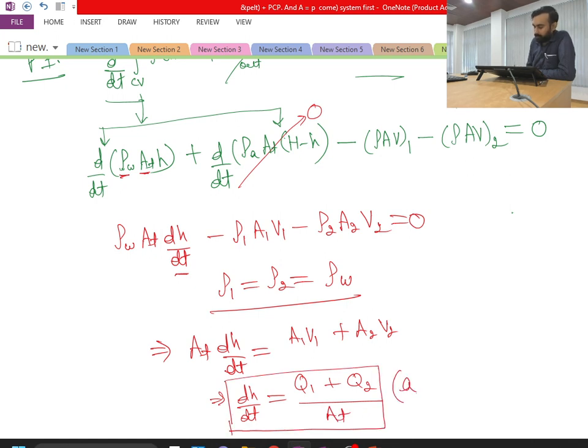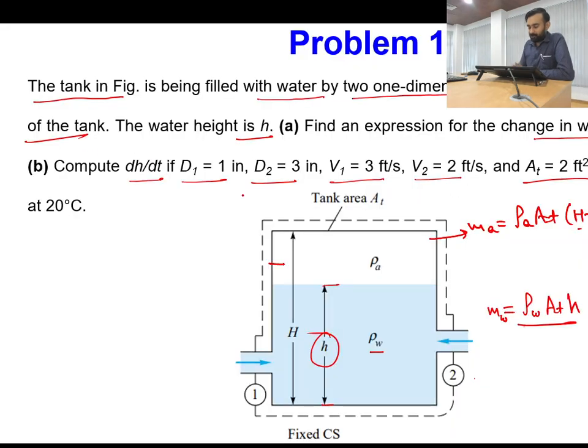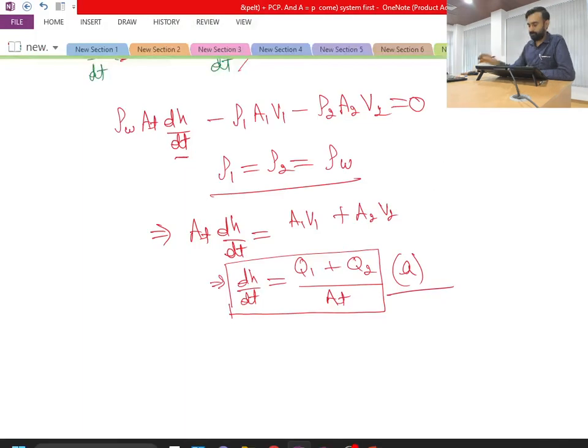So this is my part A. Fine. Are all fine with this? Now what is the second part? The second part is we have to just substitute these values and calculate dH by dt. So this you can calculate numerically on your own. I am not going to do the second part because the main portion we have done. Now you can substitute values and find.